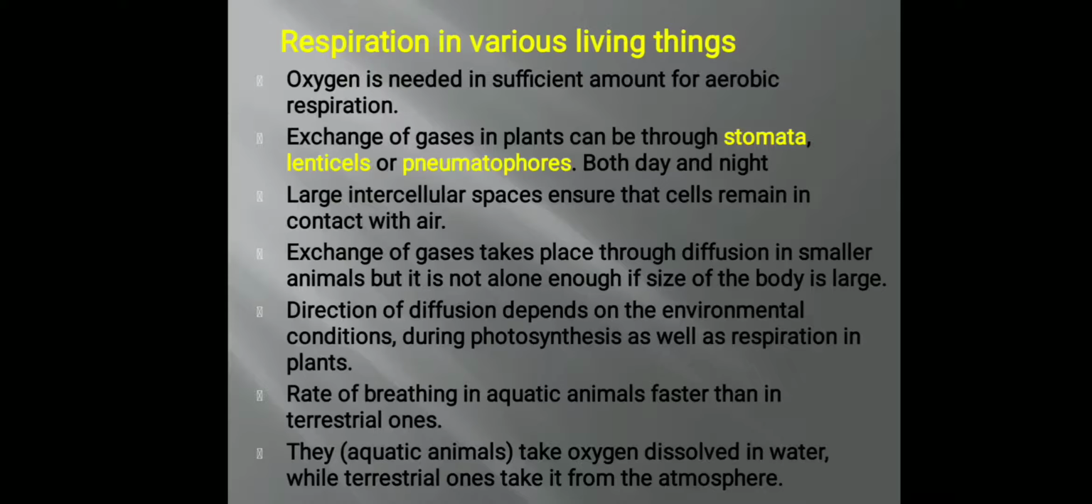Okay, children. Here, if you have heard that diffusion takes place in the smaller living organism, then what direction it takes depends upon the environmental conditions. If the condition is dry, then the direction will be different. If the condition is humid, then the direction will be different. So in the case of photosynthesis as well as respiration in the plants, this direction of diffusion depends on the environmental conditions. Here you can understand that if the weather is dry, then the rate of transpiration is high, right? And when it is wet, then the rate of transpiration is less.